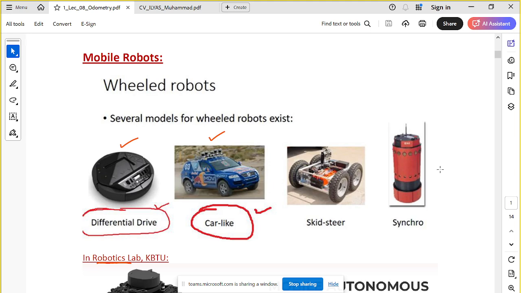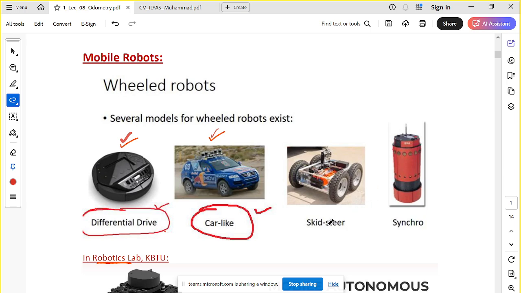Wheeled locomotion can come in different forms and configurations. The most common is the differential drive type of robot. This configuration of the wheels is the most common. And the second type, all of us are familiar with, is the car-like configuration of the wheels. There is a difference between differential drive and car-like. We will study both of them separately later.